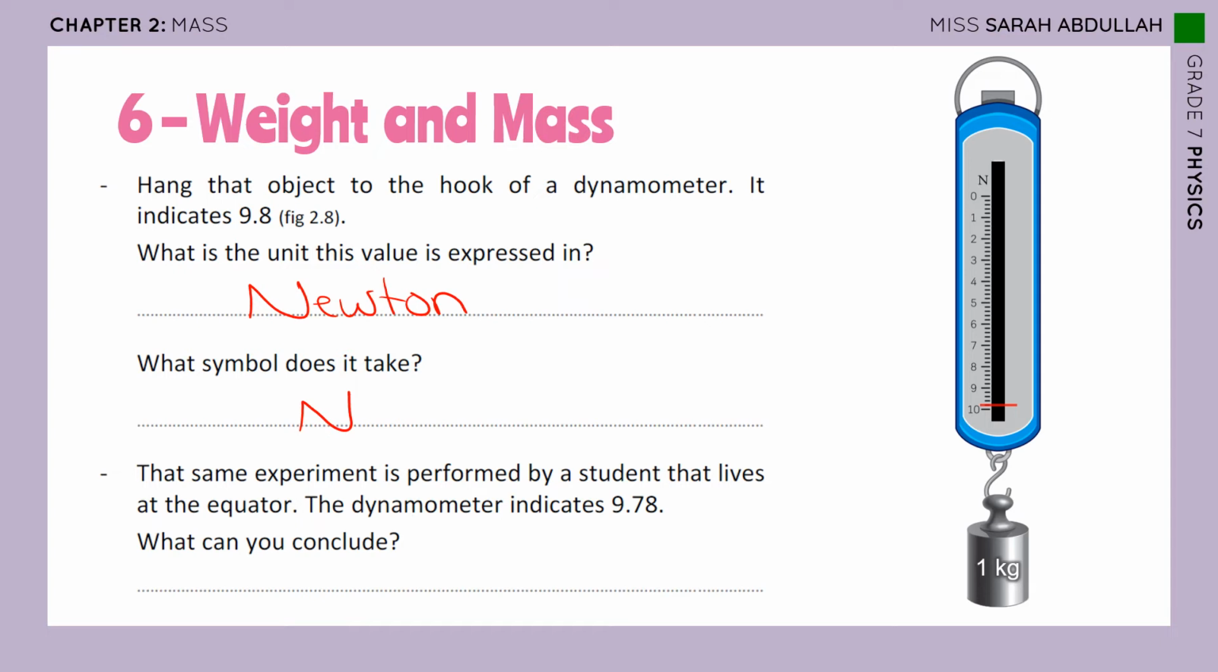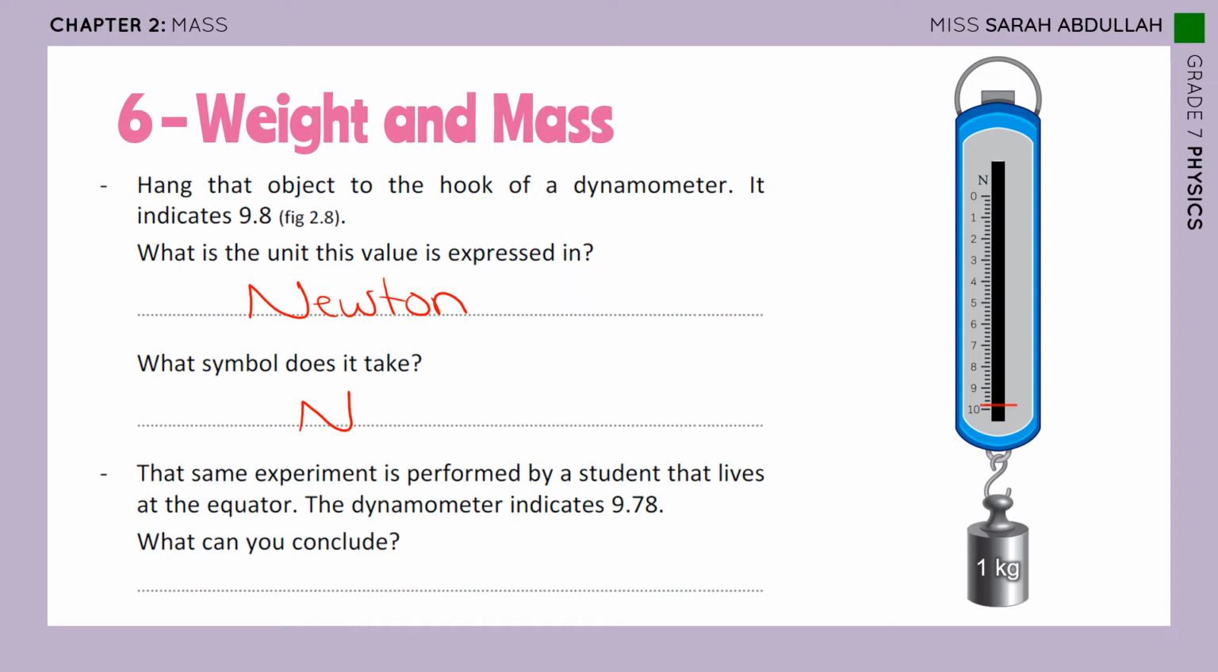Now this experiment is performed in Lebanon, okay? So this one is in Lebanon. The same experiment is performed now by a student that lives at the equator. So I have a student living at the equator. The dynamometer indicates 9.78. So it indicated a different value.